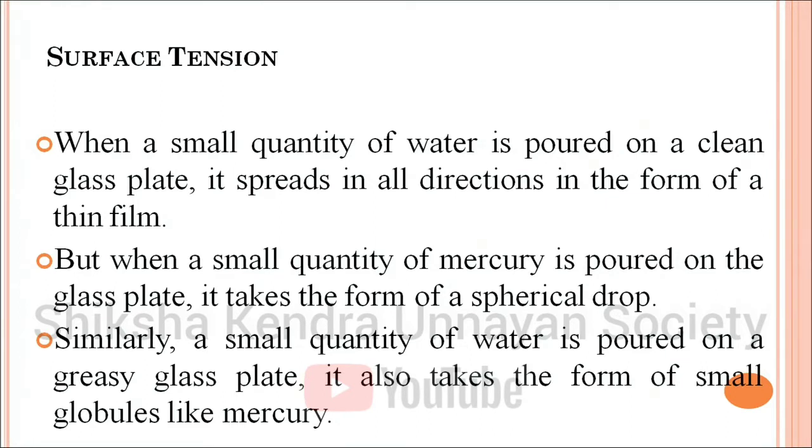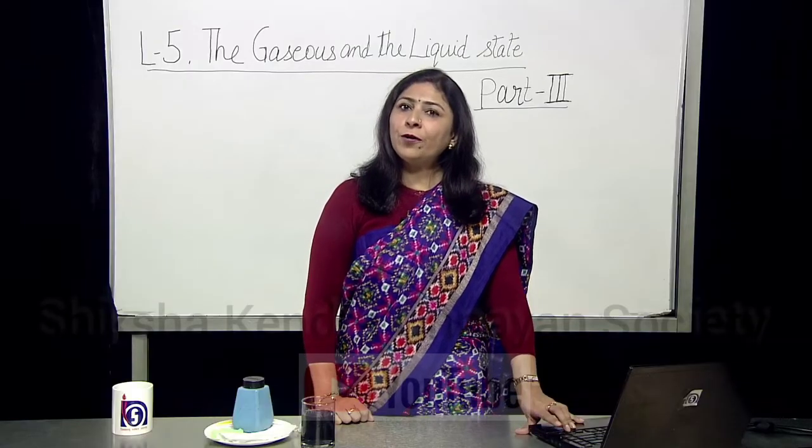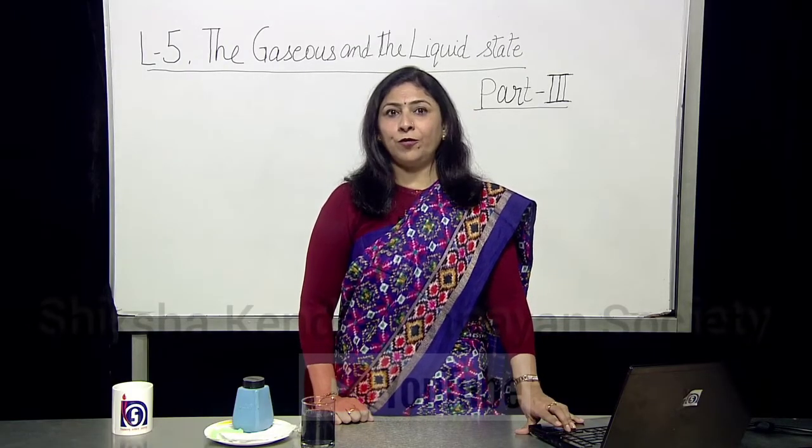Now, when we take a small quantity of mercury and pour it on a glass plate, it takes the form of a spherical drop. You may say that you have not seen mercury, but you must have noticed it when a thermometer breaks. Mercury comes out of it, and if you try to pick up those droplets, it is very difficult. Why? It is always in spherical drop form. So we can say there is some difference between the arrangement of the water and the mercury.